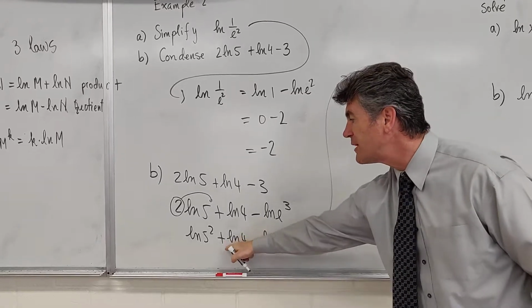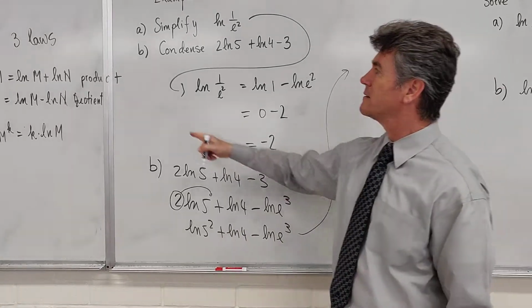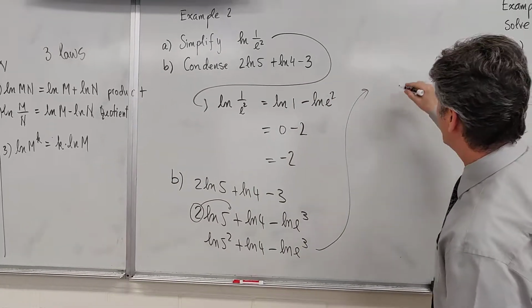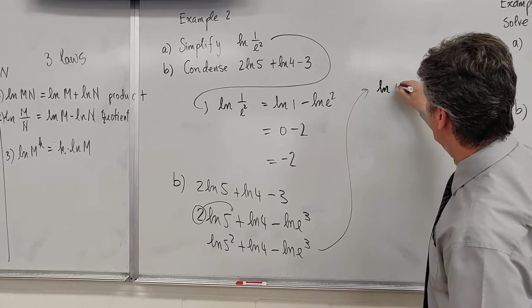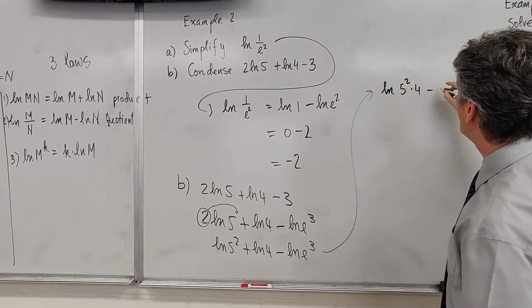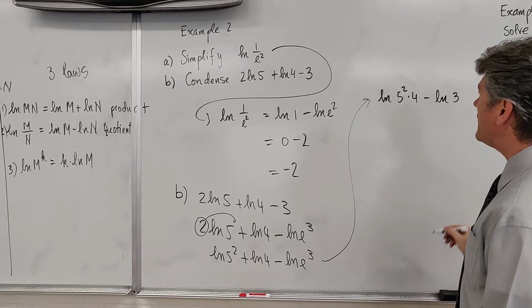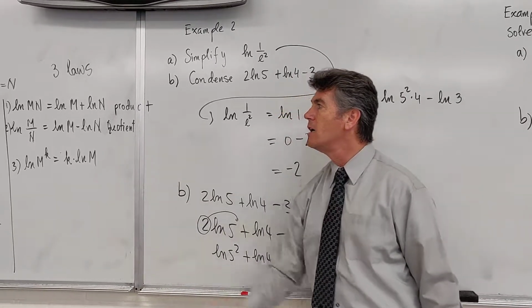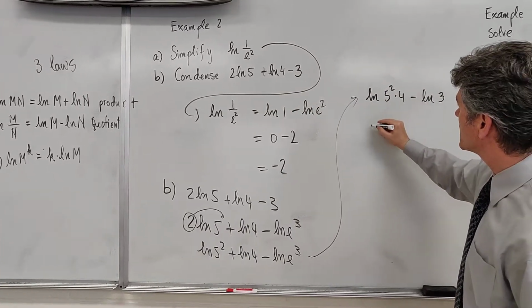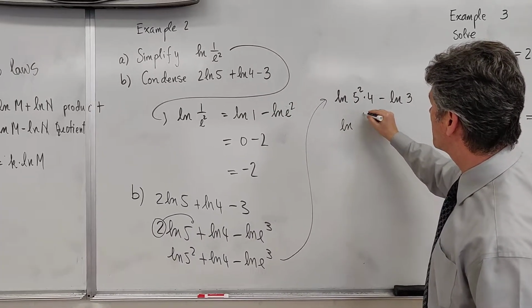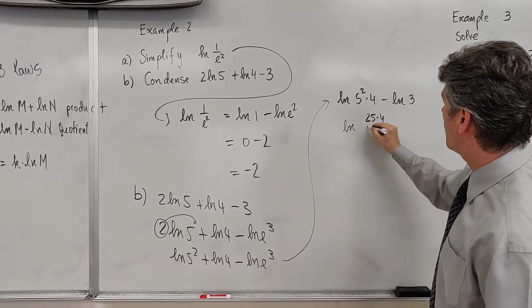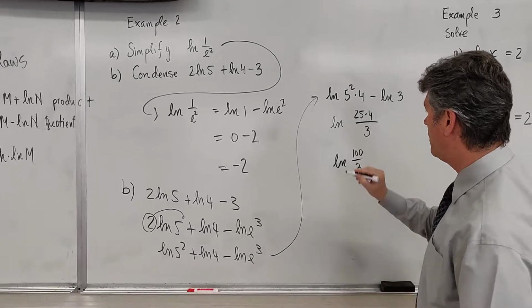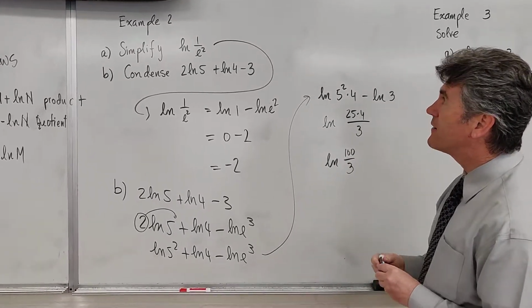Okay, very good. You see the plus? The plus is an indicator that I'm going to use the product law. So we have natural log of 5 squared times 4 minus natural log of e cubed. And finally, the minus tells us that we need the quotient law. So this is natural log of 25 times 4 over e cubed, or natural log of 100 over e cubed. That's the end of example 2.